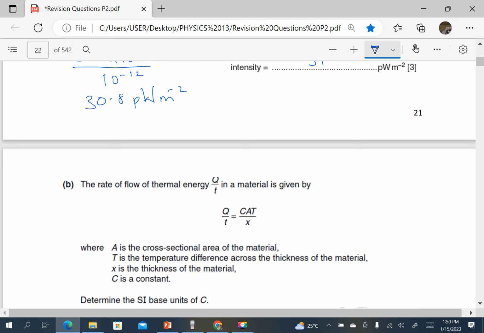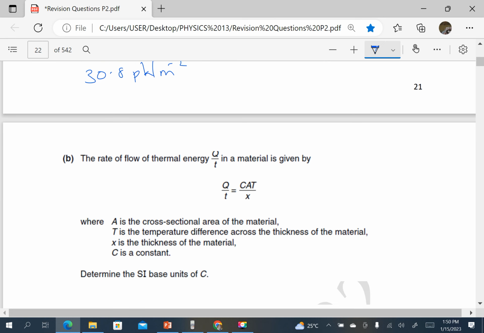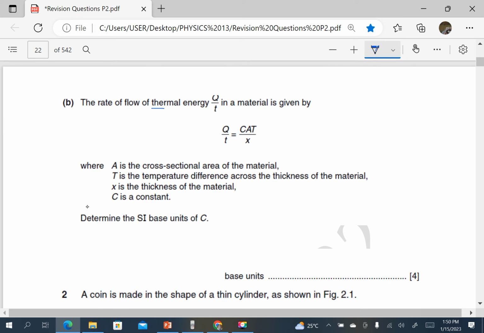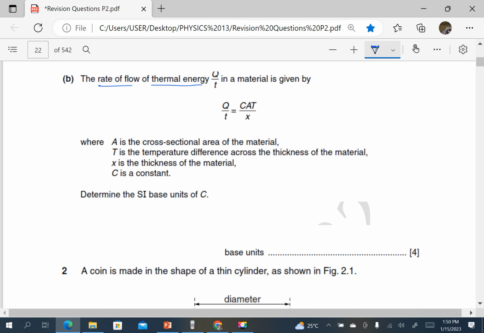The rate of flow of thermal energy Q over T in a material is given by that expression. So Q over T is rate of flow of thermal energy. So Q is thermal energy, or it is energy. Determine the SI base units of C. So we shall begin with the Q over T.